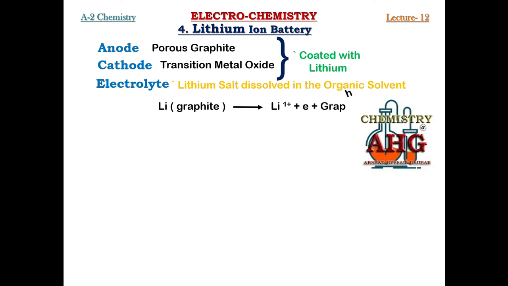The electrons reach the cathode through the external circuit, and those electrons will be gained by lithium ion, which is reduced to lithium metal, and that lithium metal is deposited at the cathode. So these are the two simple equations for the discharge process. Simply remember, during discharge, lithium at graphite is oxidized, and lithium at the transition metal oxide is reduced.